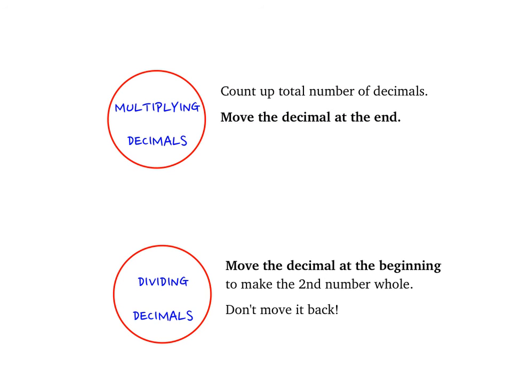So in summary, when you're multiplying decimals, you count up how many total digits you have, and you move the decimal at the end. With dividing, you actually move the decimal at the beginning to turn that second number into a whole number, and then you don't move the decimal back when you're finished.